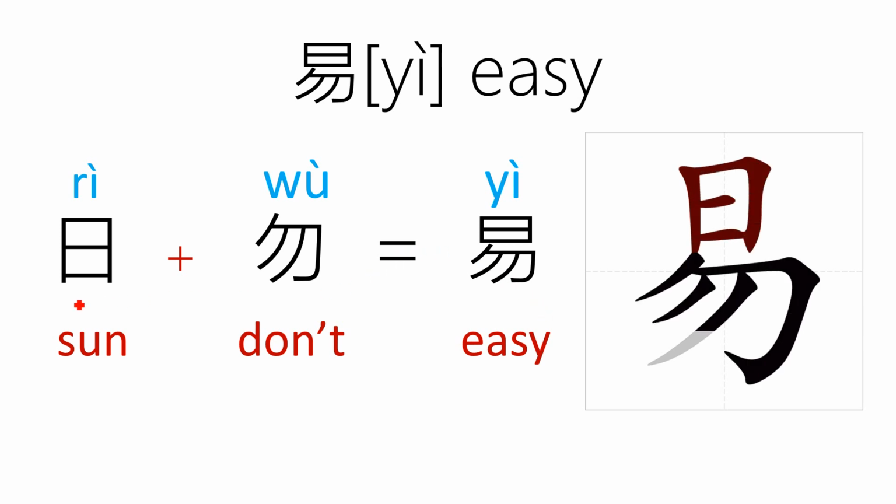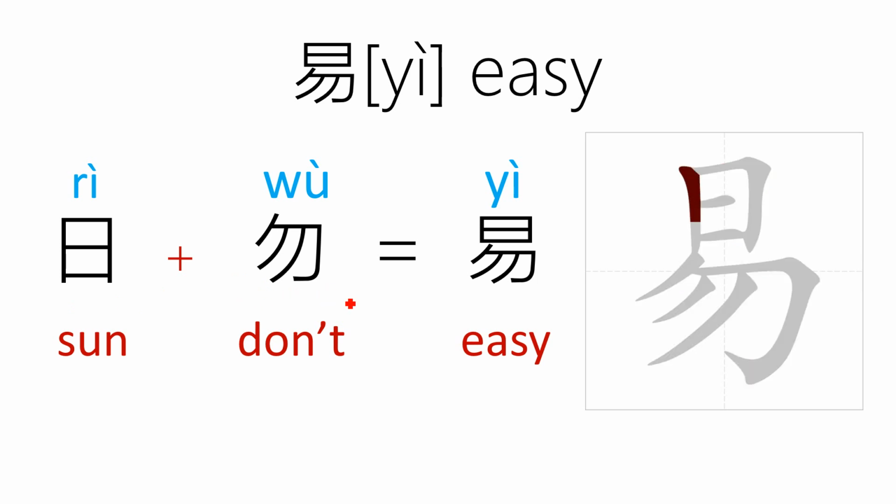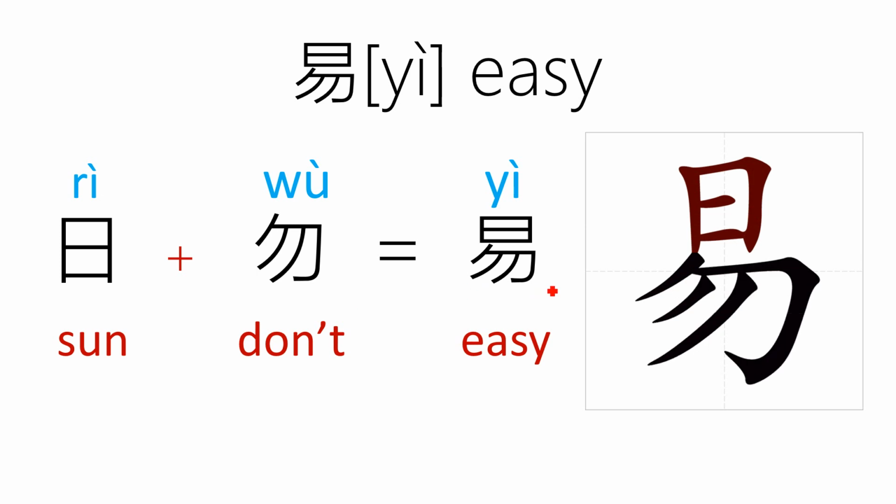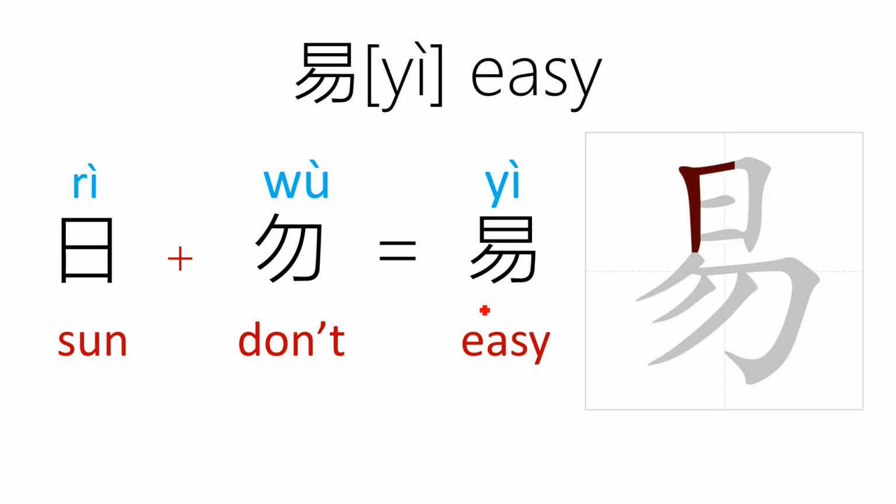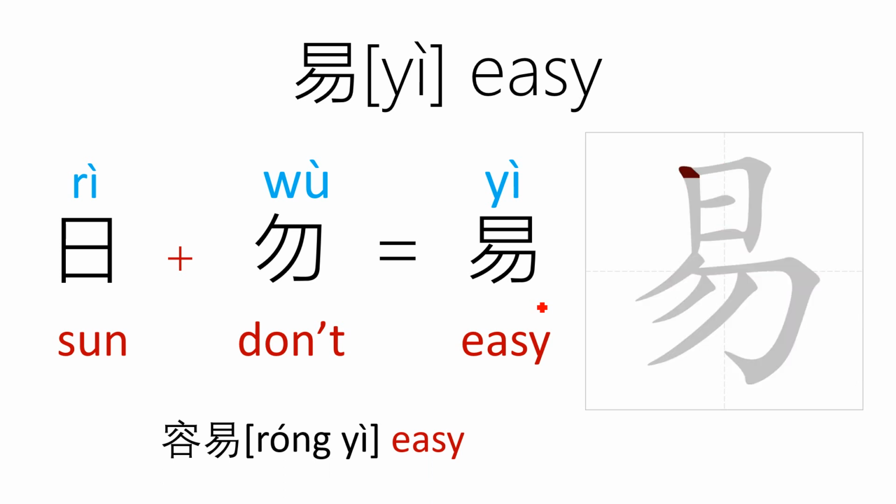Next one, 日 and 勿. 勿 means don't. It's also kind of a traditional way to say don't. 日 and 勿 together are pronounced as 易. So you can see the pronunciation is not really similar, and the characters, you just put them together, we need to know. But 易 is a very useful character, so we have this word 容易, easy, 容易.